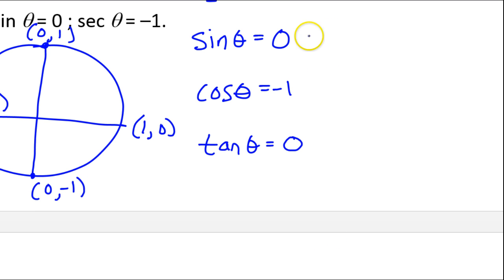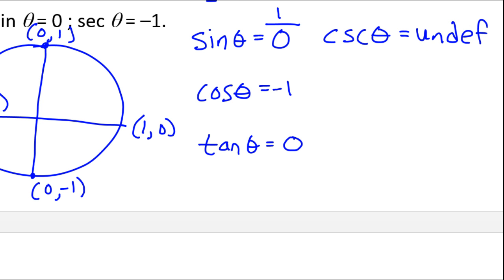Now we need the reciprocal functions. So we're going to do the reciprocal of sine is cosecant. So for cosecant would be like doing 1 over 0, but that's undefined. Sorry about my voice. I'm getting over an illness, so I apologize. So that one's undefined.